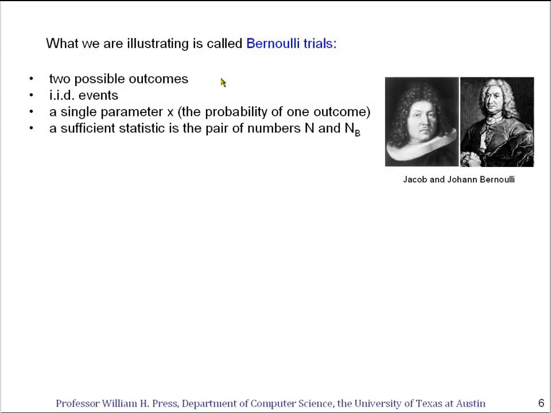We already saw that a sufficient statistic, so-called, is a pair of numbers, namely the total number of trials attempted and the number of those which came out B. A sufficient statistic tells you all you need to know about the trials. There's no other information than the sufficient statistic, and we know that's the case here because the ordering of the events doesn't matter since they're IID. So we learned that the probability of a particular result of Bernoulli trials is this combination in the Bayesian sense.